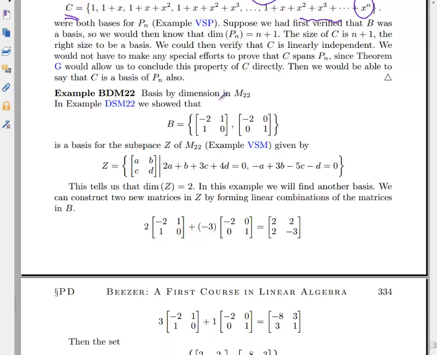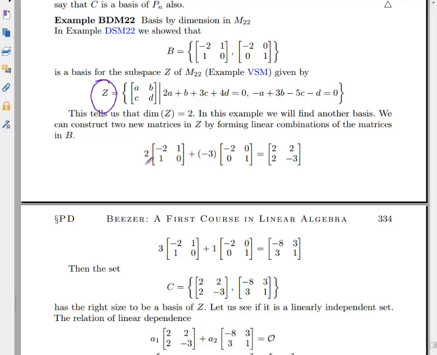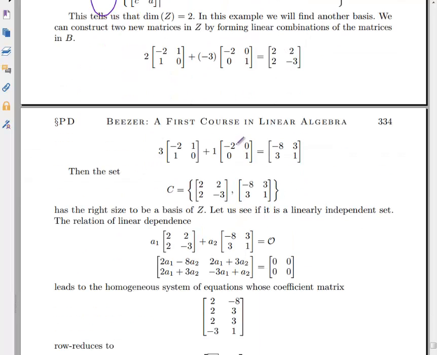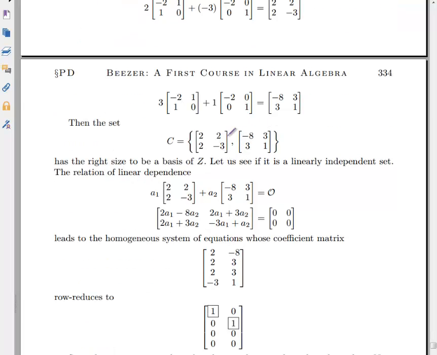Okay, so here's another example. Suppose we have the subspace Z, and we showed already that Z has a basis of two matrices. We could form two more matrices by taking linear combinations of these two. Those would also be in the same span, so they'd also be in Z. So here, taking 2 times the first plus minus 3 times the second, and then 3 times the first plus 1 times the second, you get a new set of vectors.